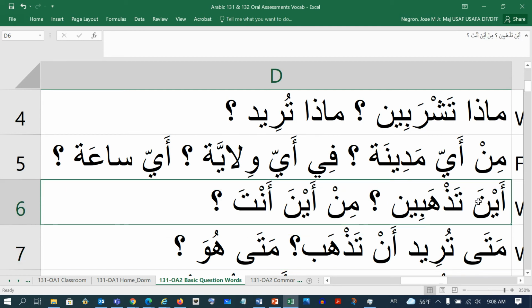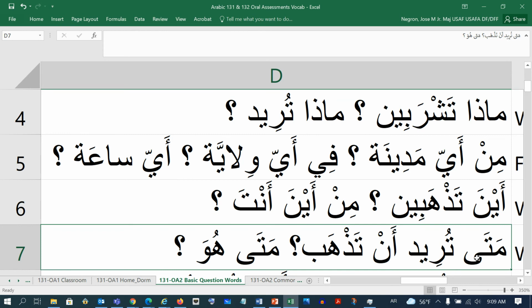Next, you have أين. أين is where. أين تذهبين? Where are you going? If you're talking to a male, you get rid of this ending here. You'd say أين تذهب? Where are you going? And then you might have heard this before: من أين أنت? From where are you? Our to be verb is implied, so it's not written. So min is from, aina is where, anta or anti is you, and we're saying from where are you? In Arabic we say from where are you, but in English we say where are you from, right? Min aina anta or min aina anti.